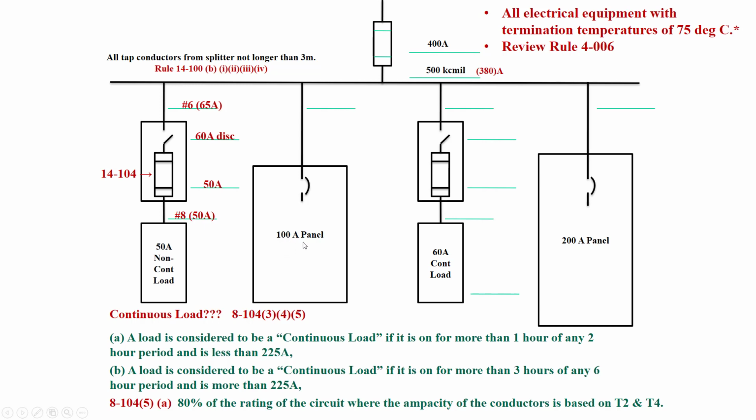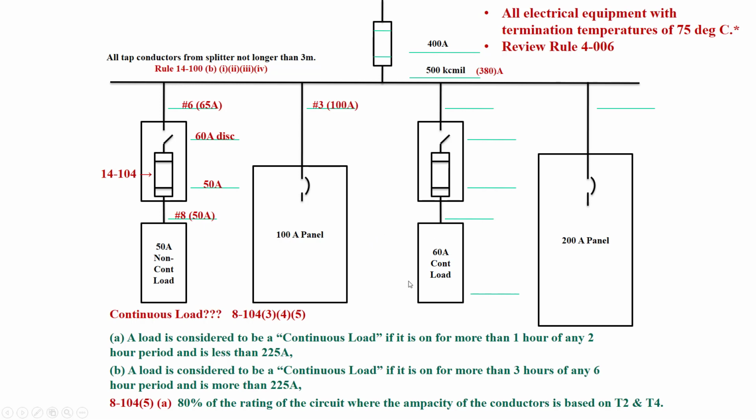Okay, let's move on to the next example here. We have a 100 amp panel. Now from the splitter to the circuit breaker termination, it is not longer than 3 meters. And a panel is not considered a continuous load either for purposes of sizing feeders for panels. So all we have to do is size this based off the 100 amp panel. So if we go to Table 2, we would see that under the 75-degree column, 100 amp, we'd require number 3s.